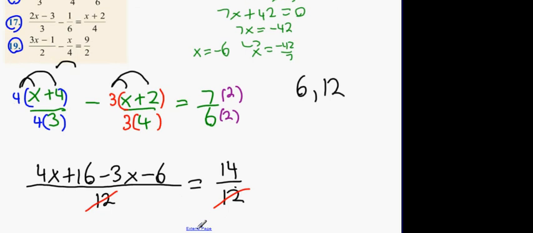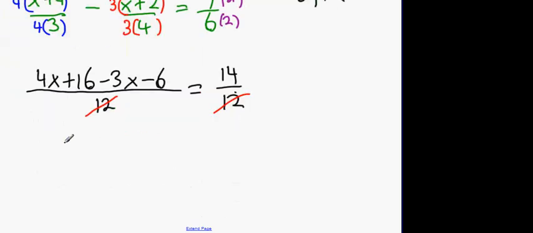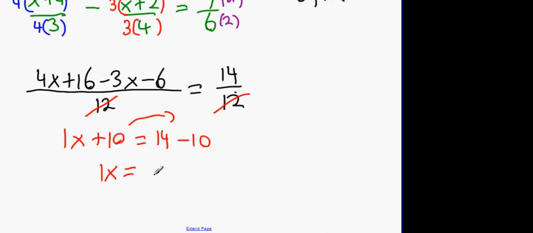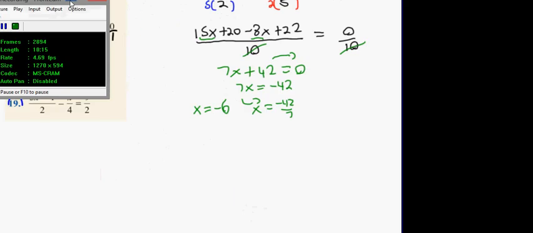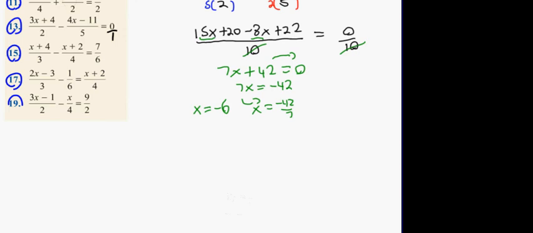Alright. 4x minus 3x? Plus 16 minus 6. Plus 10. All equals 14. Bring over the 10. 1x equals 14 minus 10, which is 4. X equals 4. Okay? Here's my advice. Okay? Next one.